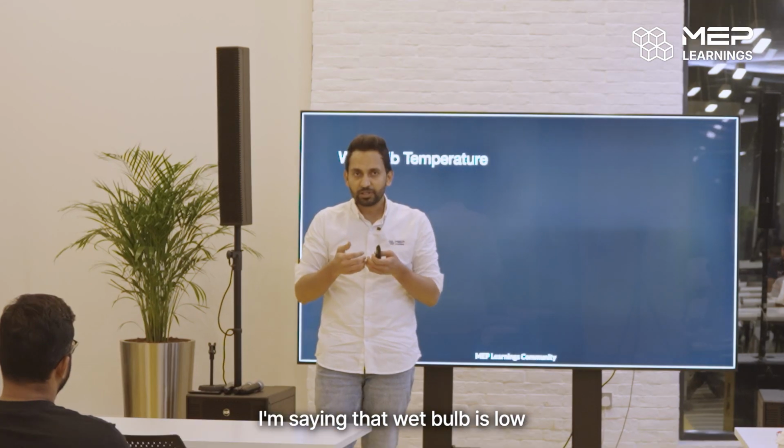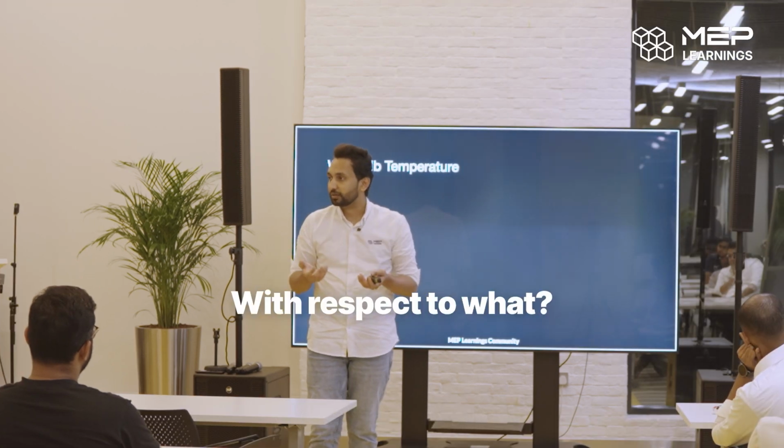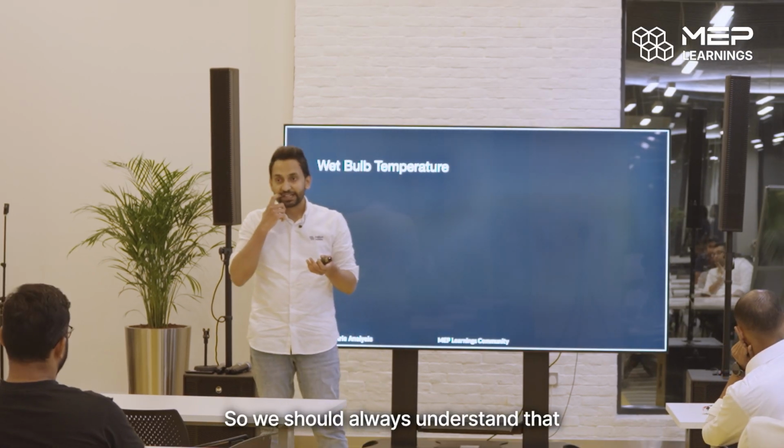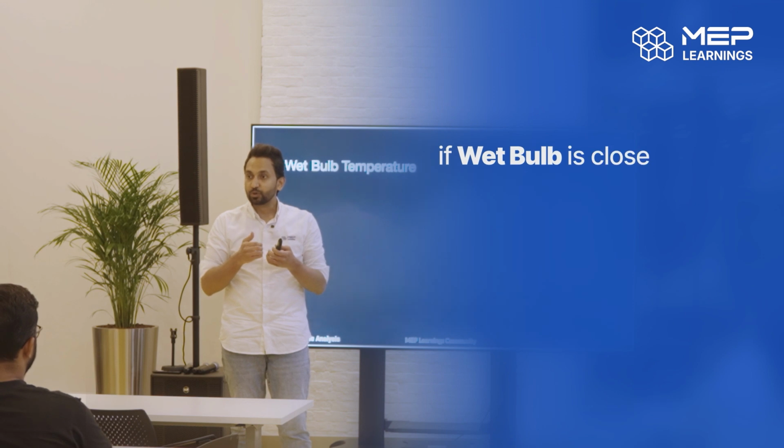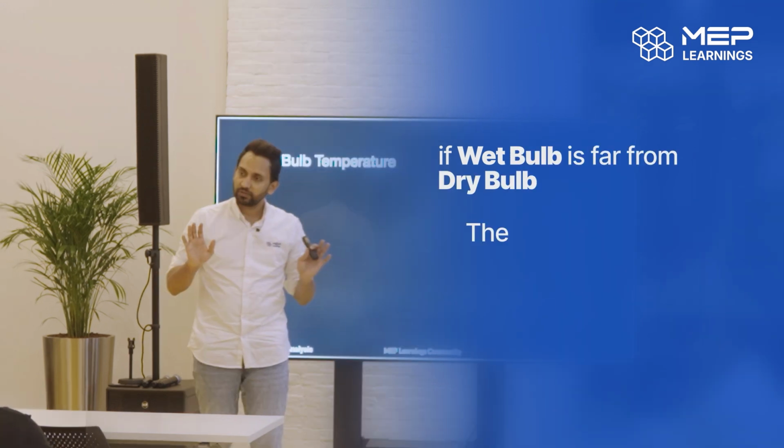I'm saying that wet bulb is low and wet bulb is high. What do you mean by low and high? With respect to what? Exactly. So you should always understand that. If the wet bulb is close to dry bulb, that means what? Moisture content is very high in that room. If it is far away, we are in peace.